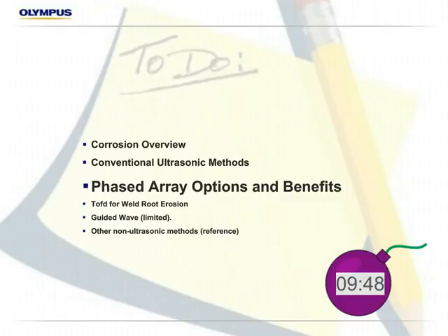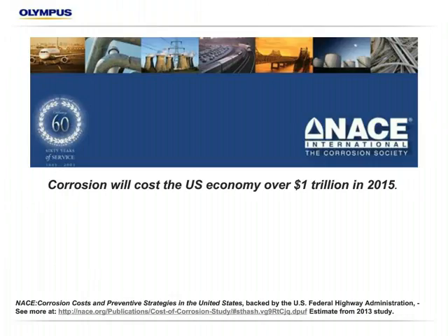Real basic conventional ultrasonic method overview. The bulk of the presentation will be on the phased array options that come from Olympus. Then we'll talk about some specific corrosion testing applications, weld root erosion, a little bit on guided wave, and then some other methodology. So you can see we're going to be cramped on time to try to get everything in a short period of time, but I think we'll have a go and see where we get.